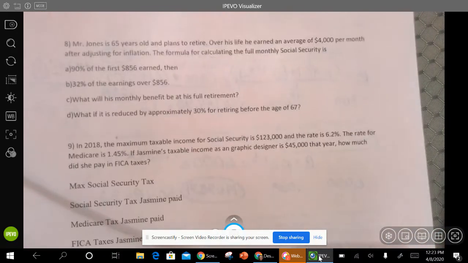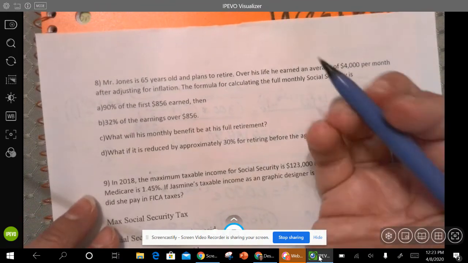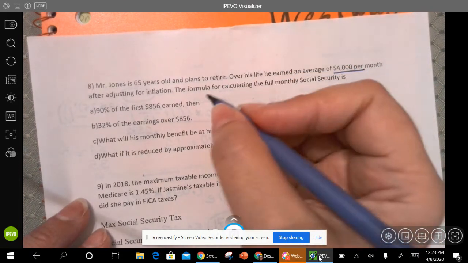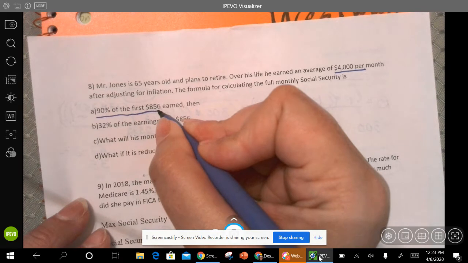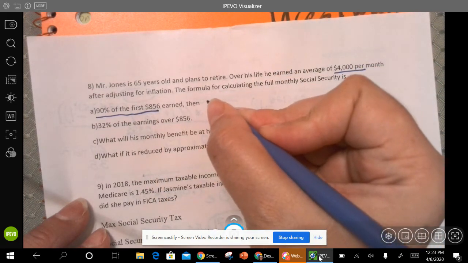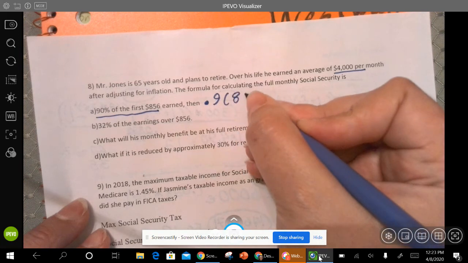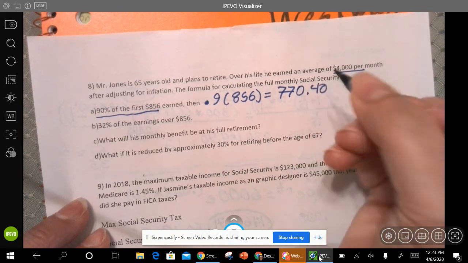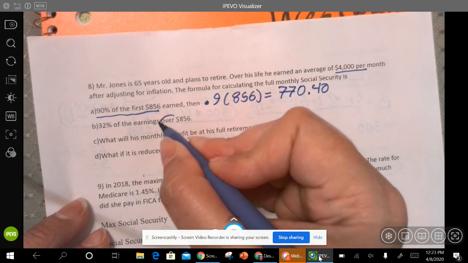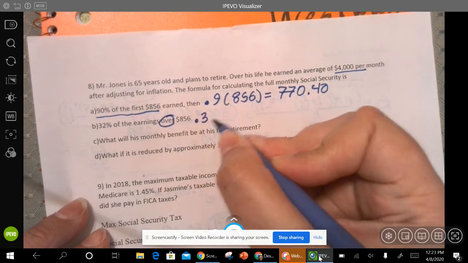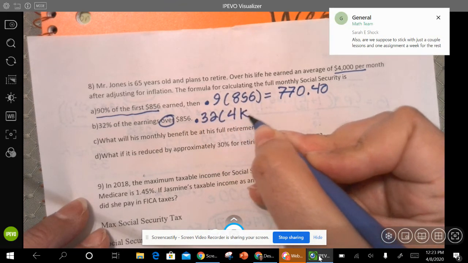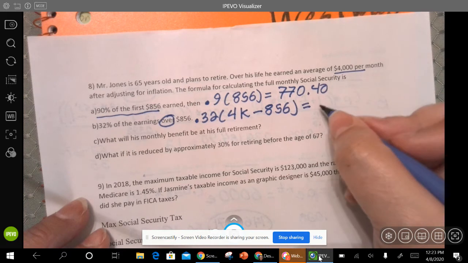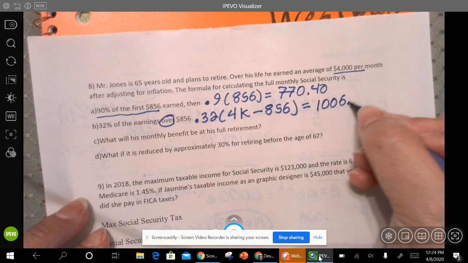Okay, so this one, let's look at this one. Mr. Jones is 65 and planning to retire. Over his lifetime, he earned $4,000 a month. Okay, so we're going to do 90% of the first 856. So 90% is the decimal, times 856. So we get 770.40. And then it's going to be 32% of the earnings over. So that's the balance, everybody. So 32% of 4,000 minus 856. So we get 1,006.08.